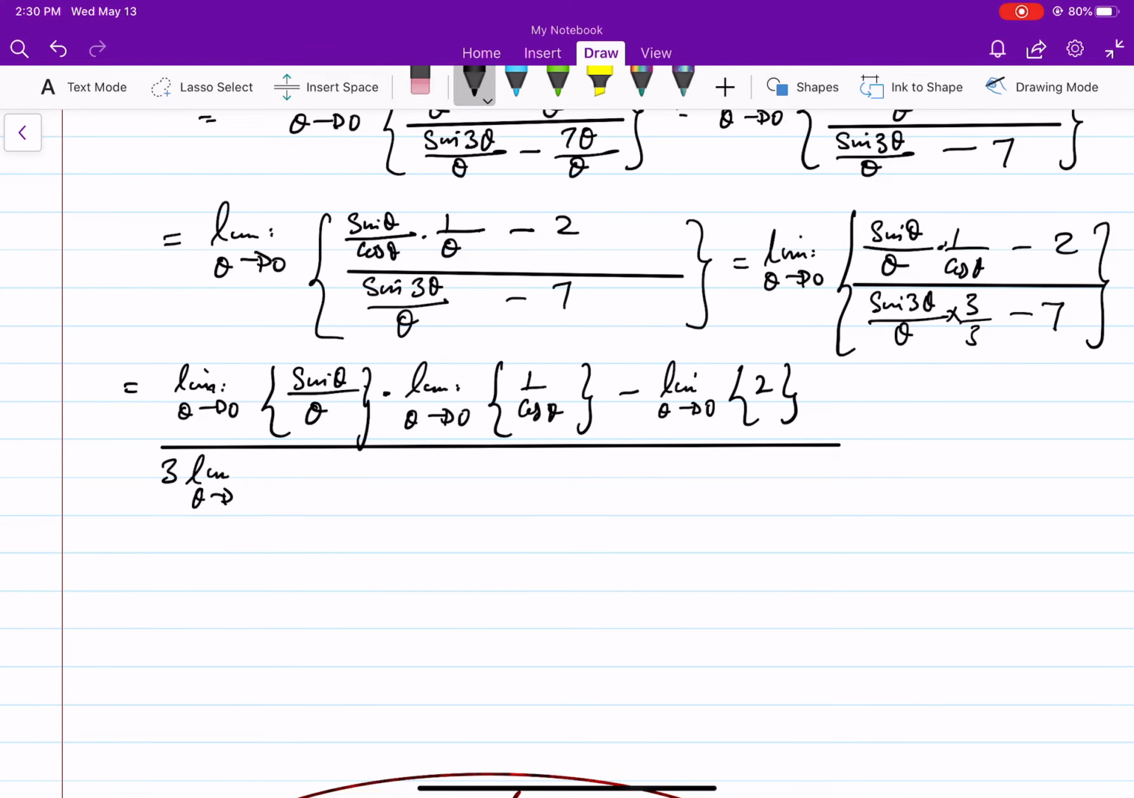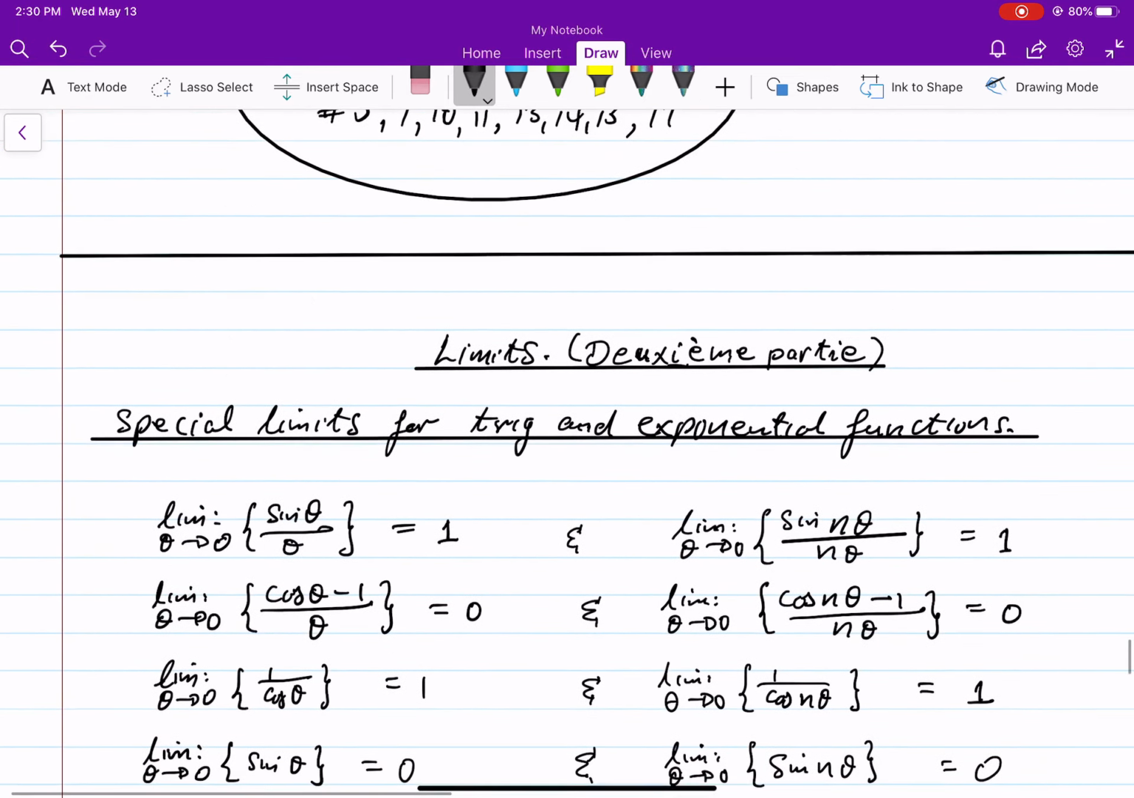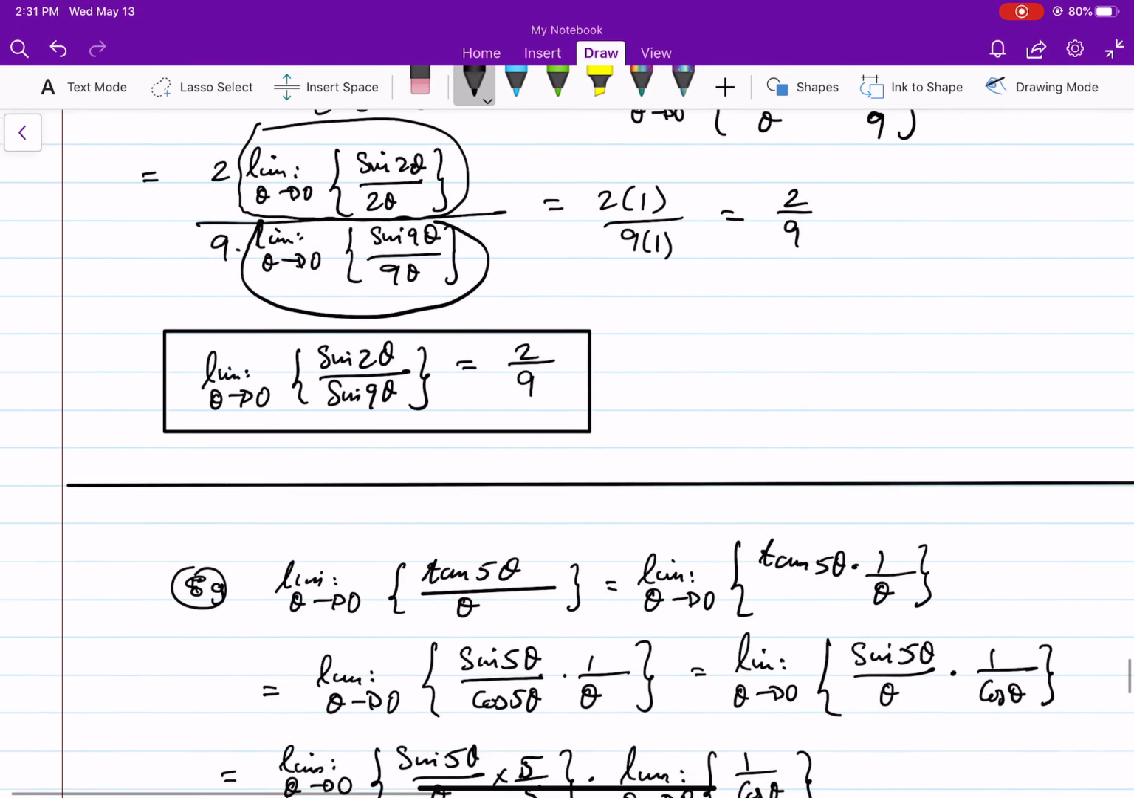As theta approaches 0 of sine 3 theta upon 3 theta. And then minus the limit as theta approaches 0 of 7. All right, let me see if I can get all these different limits. 1 upon cos theta, I think that's 1 as well, right? 1 upon cos is 1. All right, so there we go.